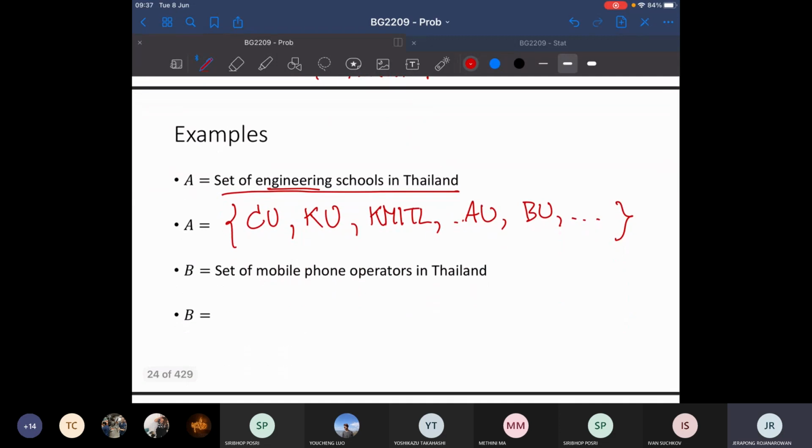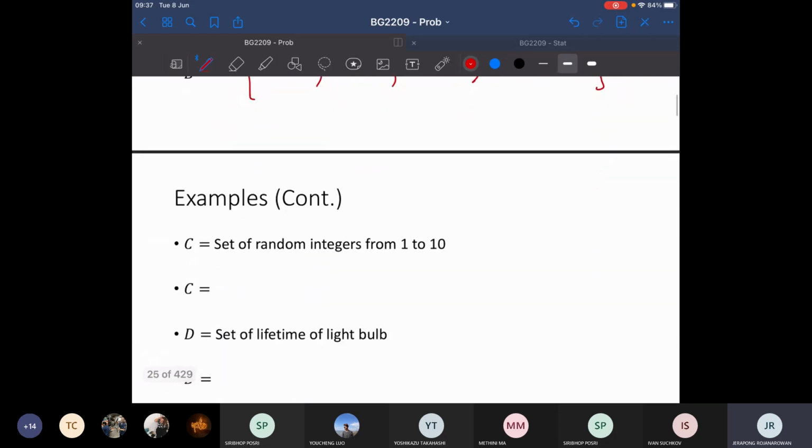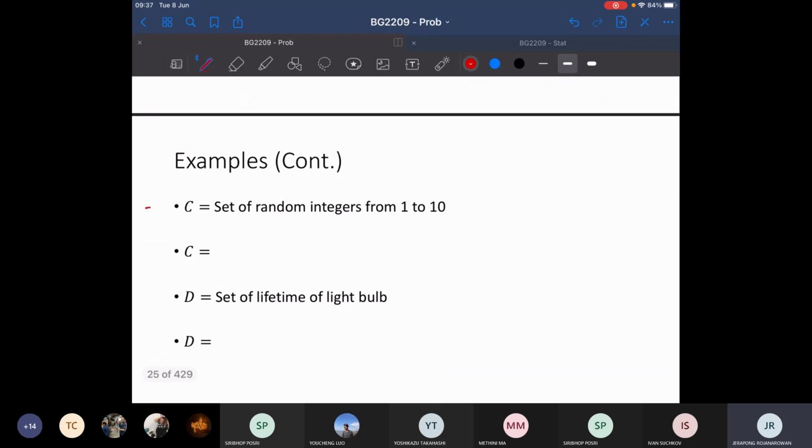Set of mobile phone operators in Thailand, what do we have? Advanced, AIS, we have DTAC, we have True. What else do we have? TOT, CAT, right? We cannot use the rule. We have to use the list. This time I think you can use the rule.